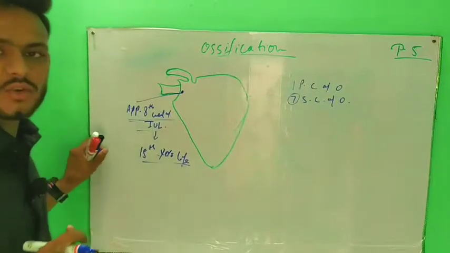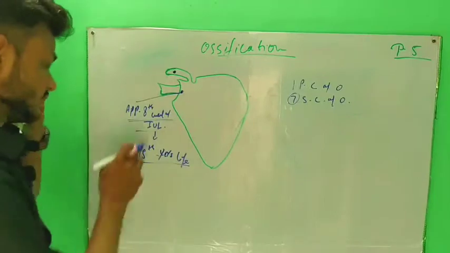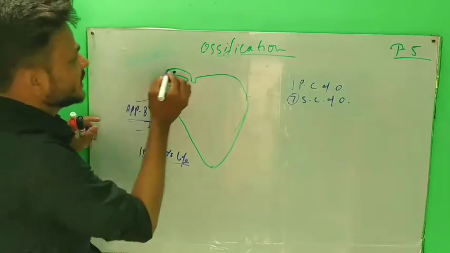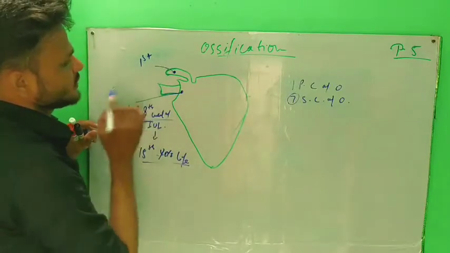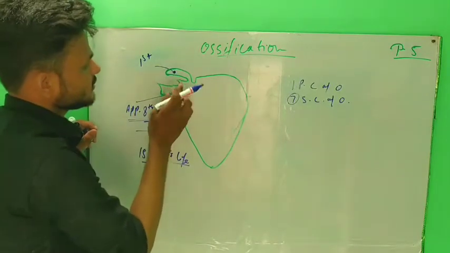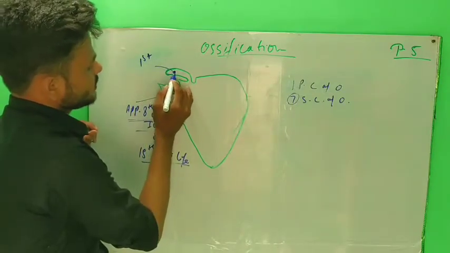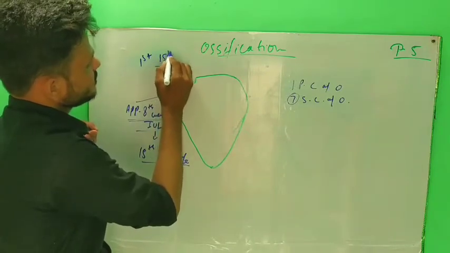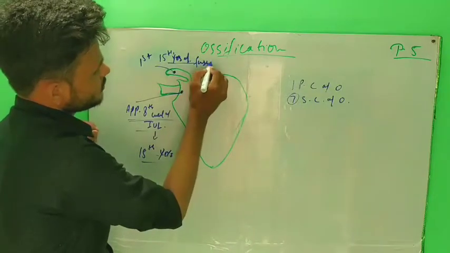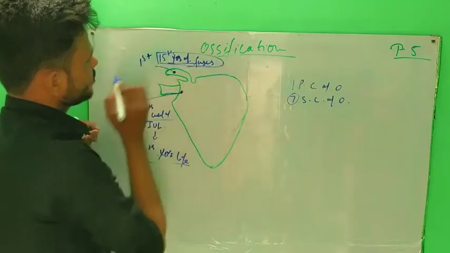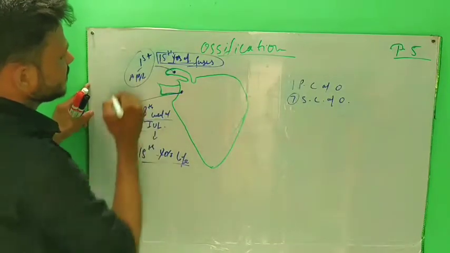The first secondary center of ossification is on the tip of the coracoid process. It appears during the first year of life, and it fuses with the root of the coracoid process during the 15th year of life.